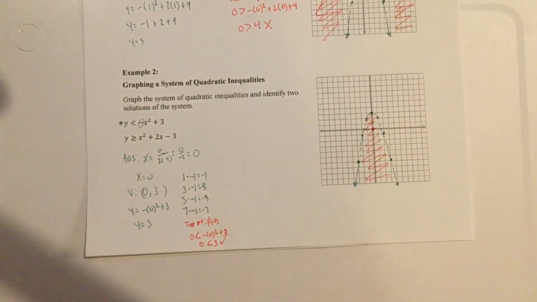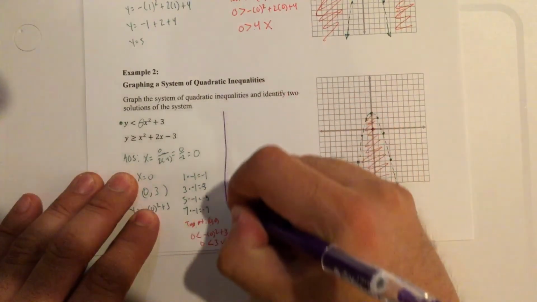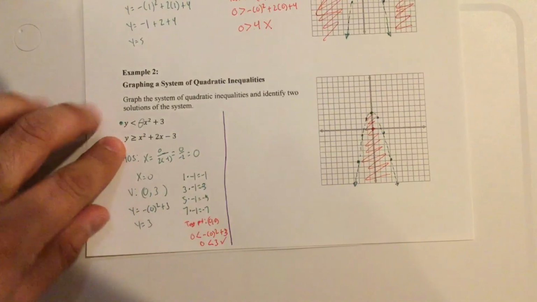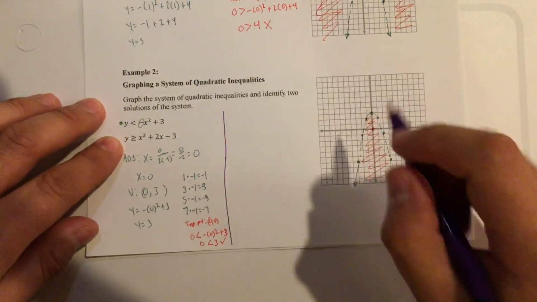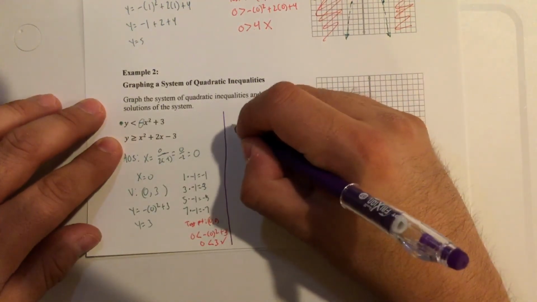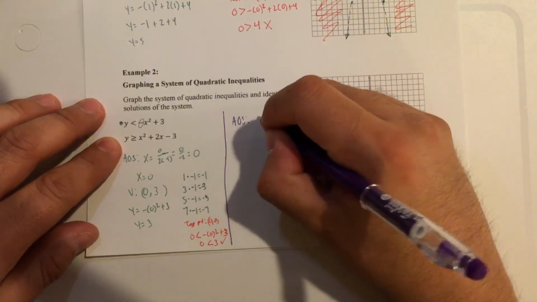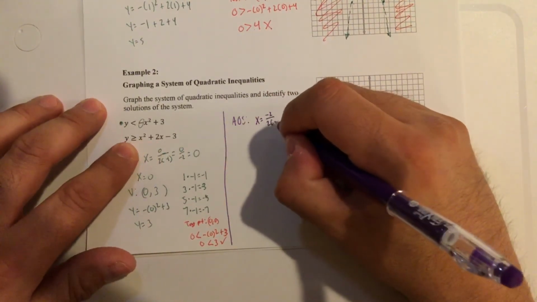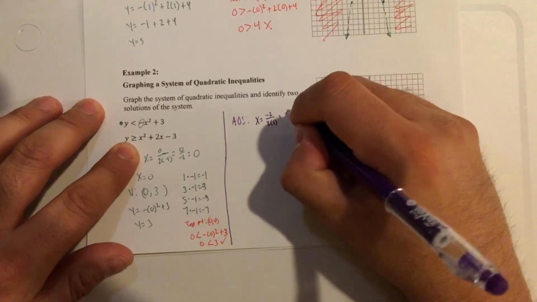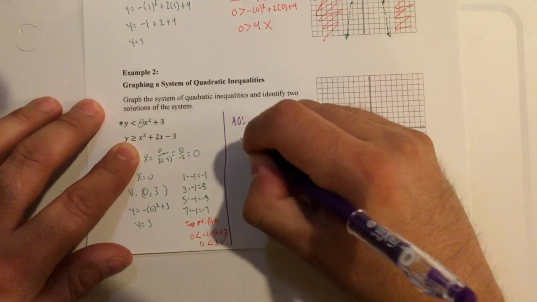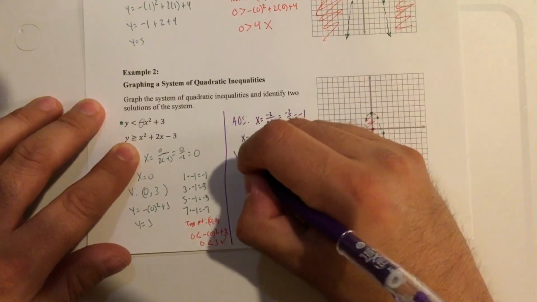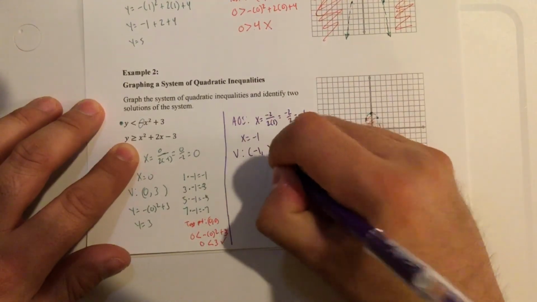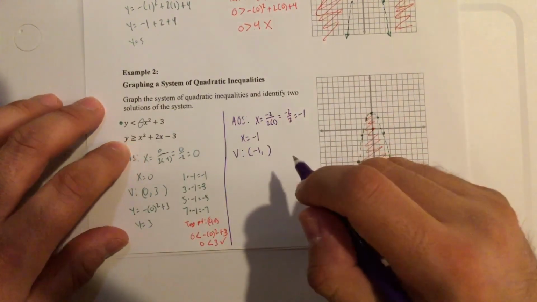Now I do have a second one to do. And for my second one, once again, I'm going to have a 2 here. So axis of symmetry, x equals, opposite of b is -2 divided by 2 times a, which is 1. So -2 divided by 2 is -1. For my vertex, we now know it's -1, comma, and we're going to plug it into this equation.